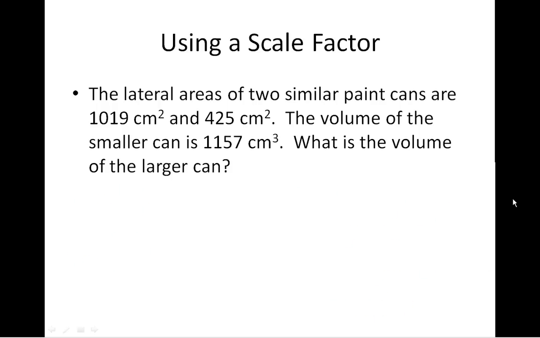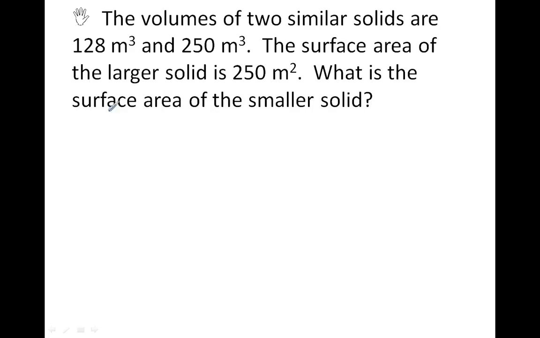Now for another example, here we have the volumes of two similar solids are 128 cubic meters and 250 cubic meters. The surface area of the larger solid is 250 square meters. What is the surface area of the smaller solid? Well, we start with volume, so A cubed to B cubed, that's 128 to 250. Now, I'm going to start by reducing these. I reduce them both by 2. I get 64 over 125, both of which are perfect cubes. 64 is 4 cubed, 125 is 5 cubed. So the scale factor A to B is 4 to 5.